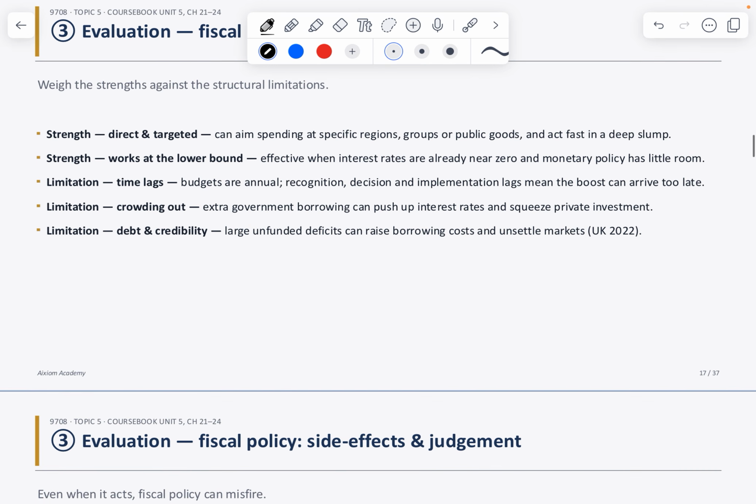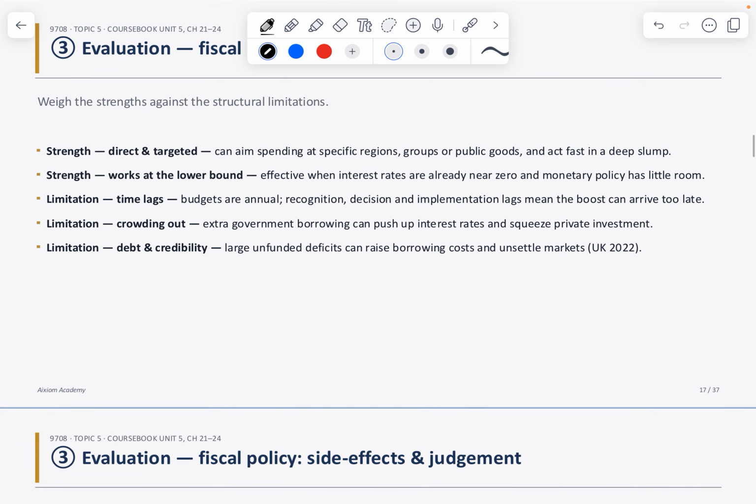And then you have the limitation, which is time lag. The budgets are decided annually, quarterly or half-annually, and passing a bill or an act needs all these negotiations, meetings, etc. That political process can lead to time lags. There is also crowding out, which is that government borrowing can push up interest rates, which then crowds out private investment.